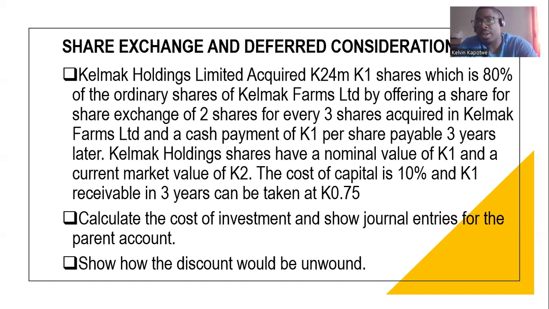All right, so the key thing to see here in this question is that there are 2 transactions. There was a share for share exchange, and there's a deferred consideration. On the share to share exchange, what we are told is that Kelmark Holdings transferred 2 shares for every 3 shares that they acquire in the subsidiary. So they transferred 2 shares for every 3 shares that they acquired.